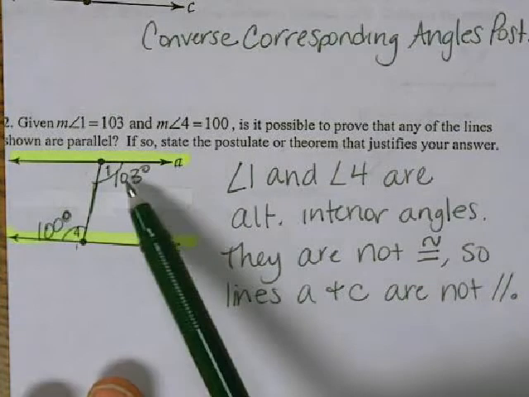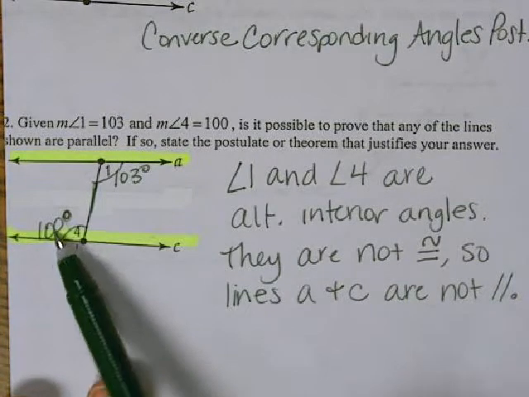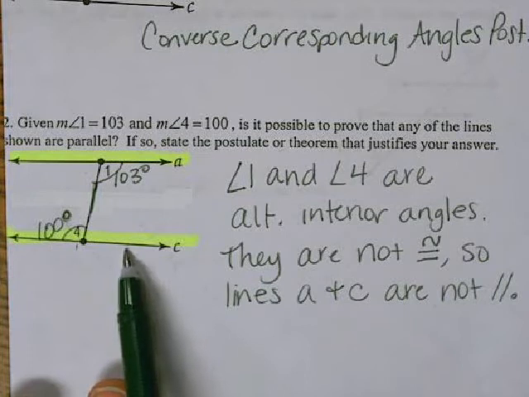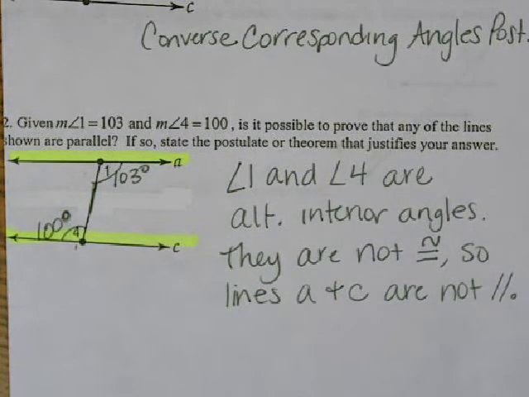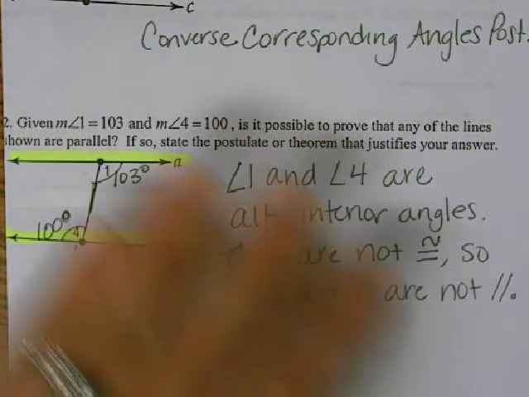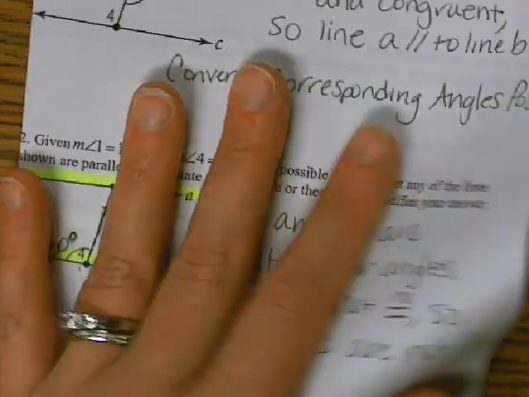Okay? So if this was 100 and this was 100, then we would say, yeah, those two lines are parallel. Or if they were both 103, then we would say that they were parallel. But because angle 1 and angle 4 are not congruent, then those two lines are not parallel. Okay? Alright, so let's look at the inside. There's a couple more examples to look at.